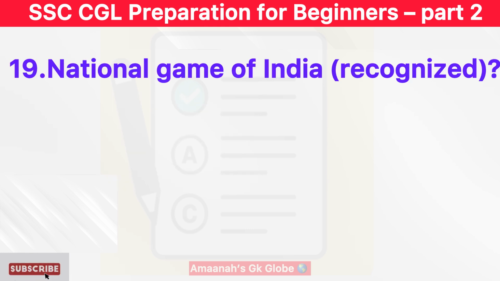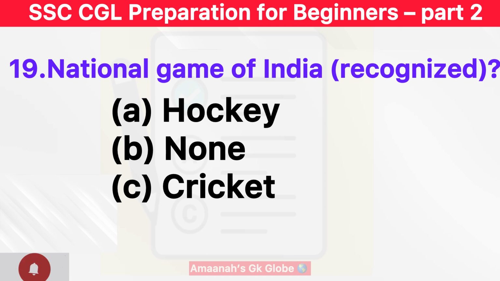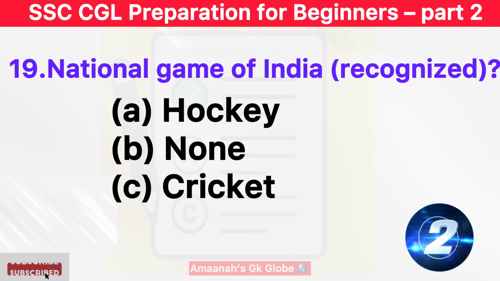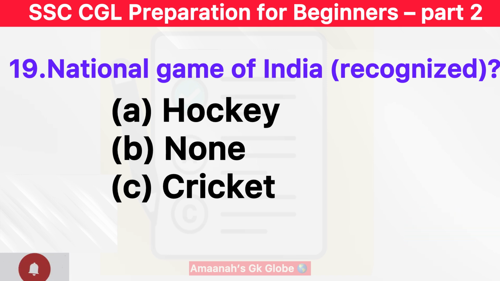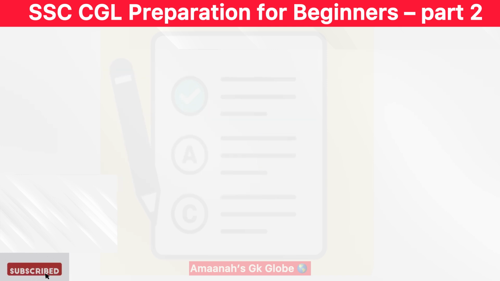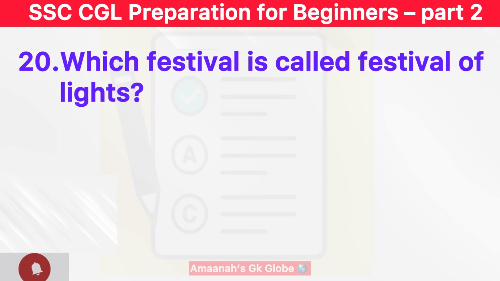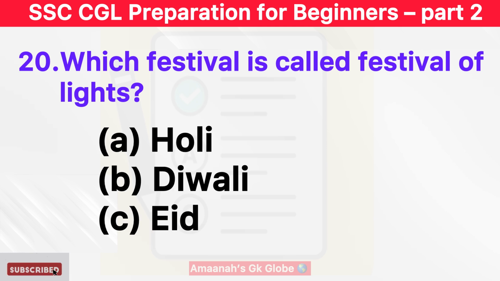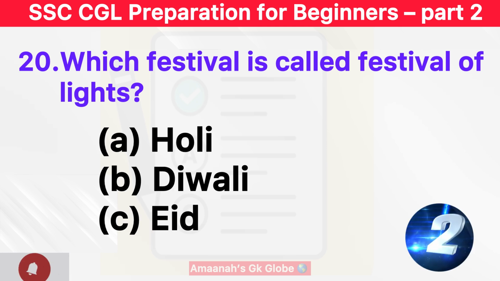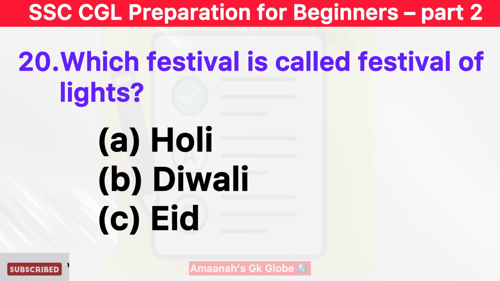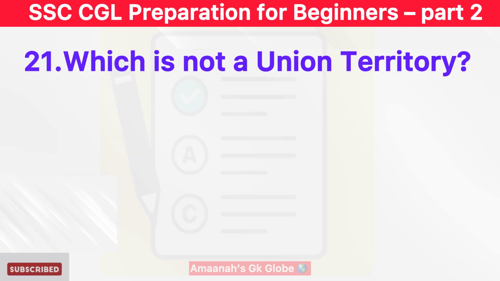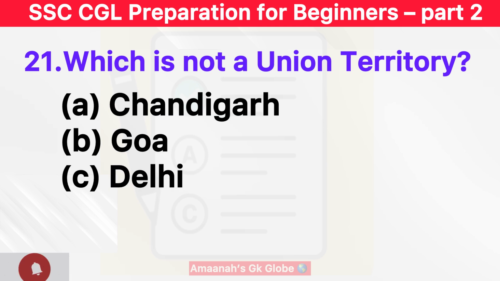Next question is, national game of India recognized? Option B, none. Which festival is called Festival of Lights? It's option B, Diwali. Question number 21. Which is not a union territory? Right answer is Goa.